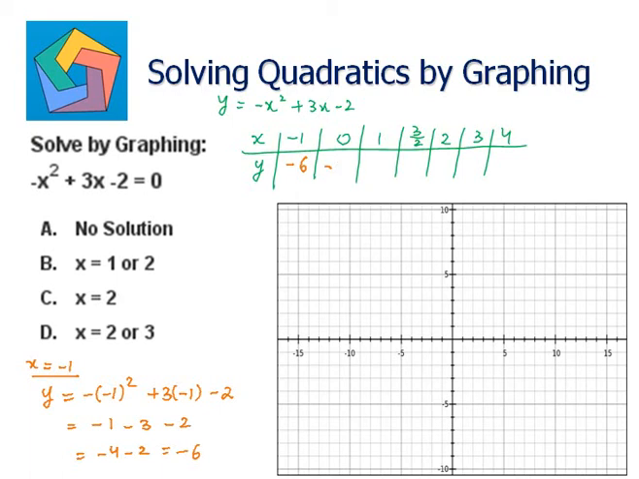Similarly at 0 we will get negative 2. At 1 we will get 0. At 3/2 we will get 1/4. At 2 we will get 0. At 3 we will get negative 2. And at 4 we will get negative 6. So I have negative 1 comma negative 6, 0 comma minus 2, 1 comma 0, 3/2 comma 1/4, 2 comma 0, 3 comma minus 2, and 4 comma negative 6. So join these points together.